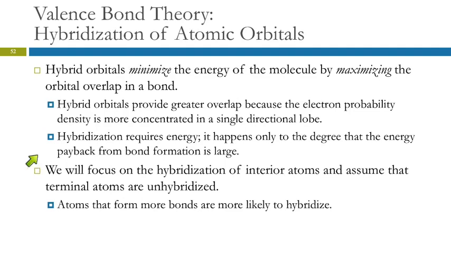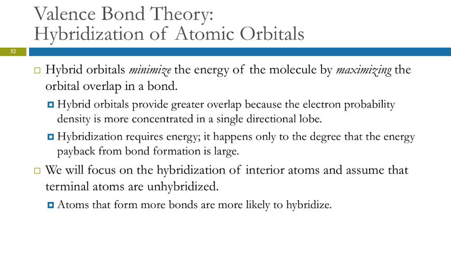So the same thing happens here. That hybridization requires an investment of energy, and it's only going to happen if you get a big payback when that bond is formed. So what we're going to look at is the hybridization of atoms that are on the inside of a molecule, and we're going to assume that any atoms in the terminal positions are unhybridized. It makes things simpler. And we do know that atoms that form more bonds are more likely to hybridize. So that's sort of a justification for ignoring those terminal atoms. They have one bond, and so they are less likely to hybridize.